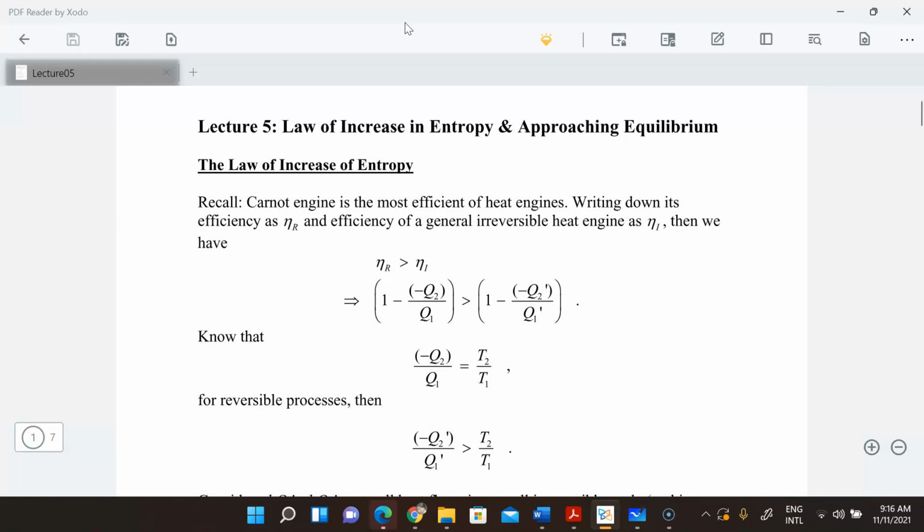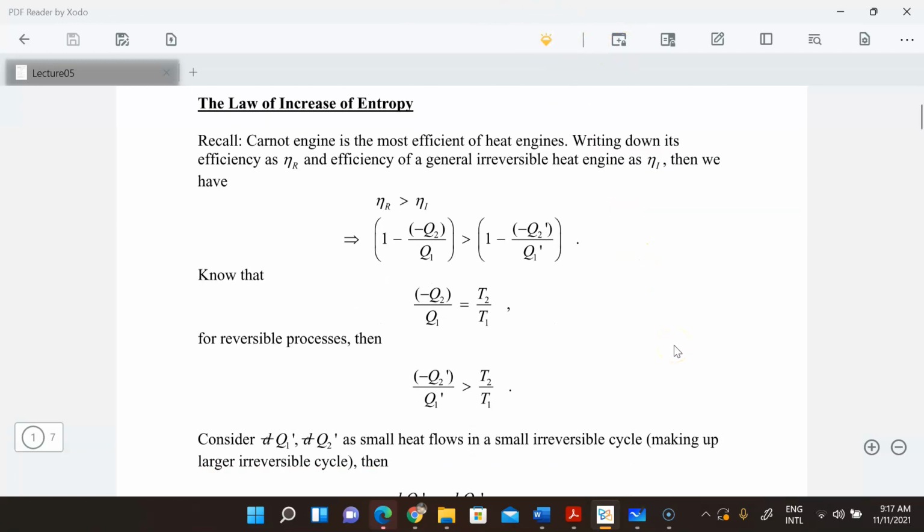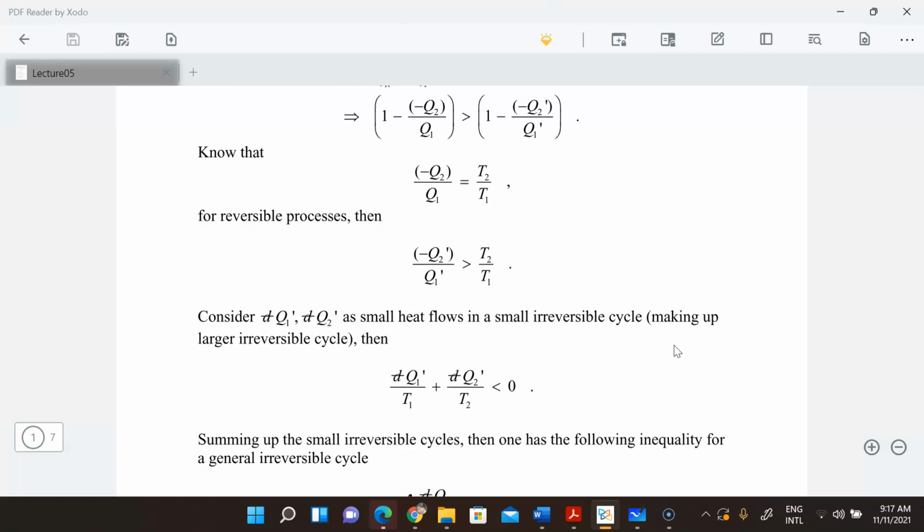But for irreversible processes, we know that this is going to follow an inequality. So in other words, if you check back, there's a reverse sign as well. So you'll find that, for the ratio of your heat in your irreversible engine, it will be greater than the ratio of the absolute temperatures. Okay. So we have done that, or I'm just going through it again.